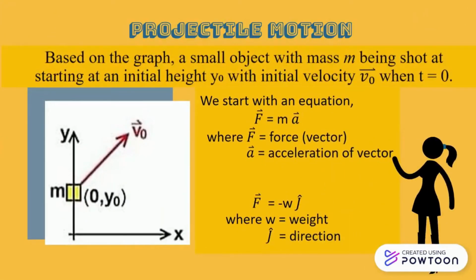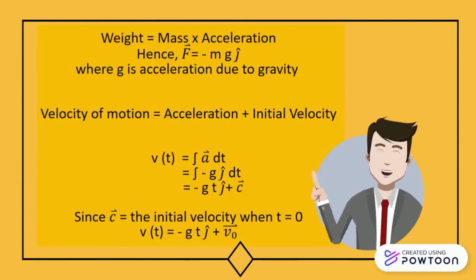For the projectile motion, based on the graph, a small object with mass m is shot starting at an initial height y0 with initial velocity v0 when t equals 0. So we start with the equation F equals ma and the second equation F equals negative wj. The second equation has a negative sign because it's moving downwards.